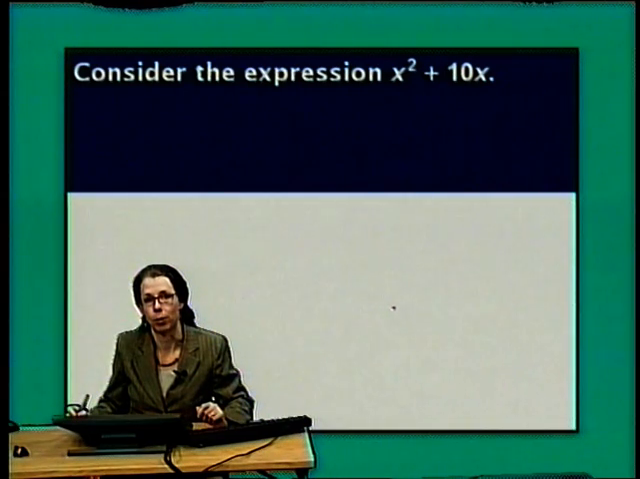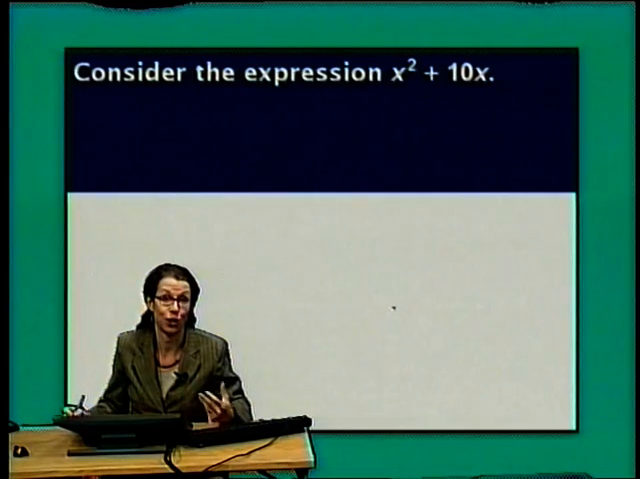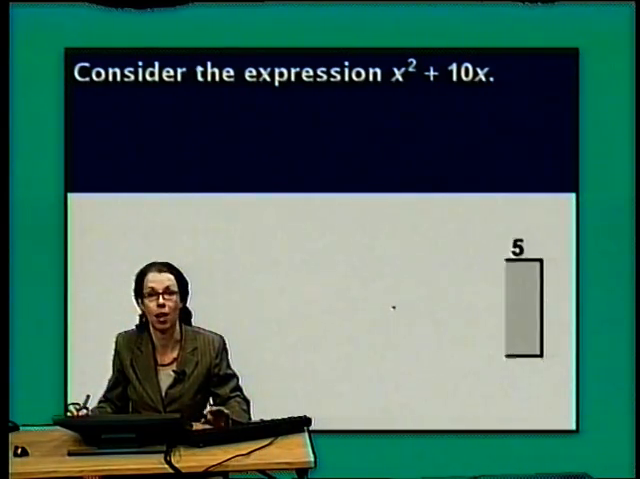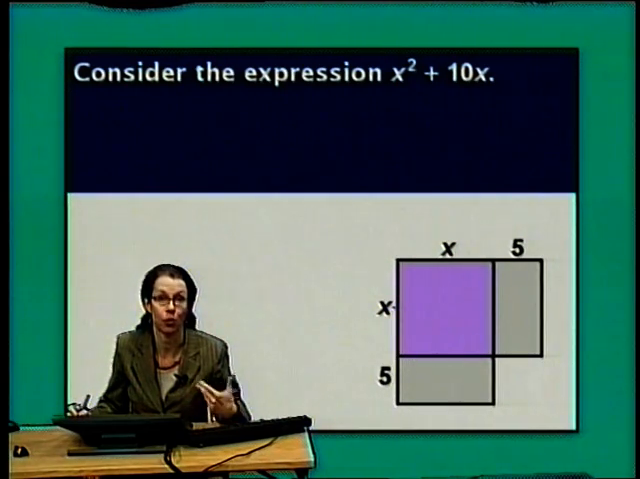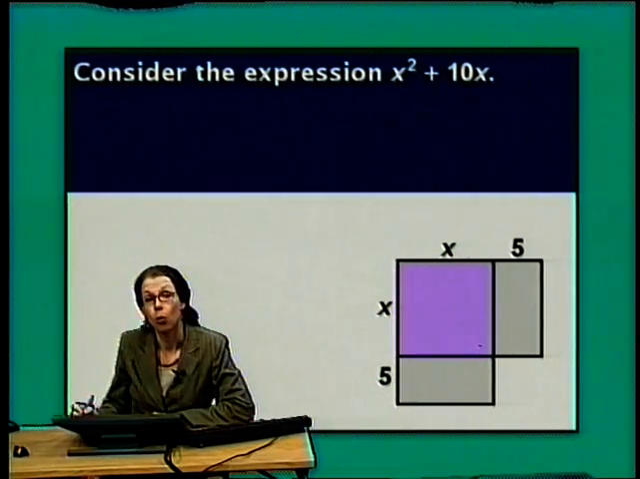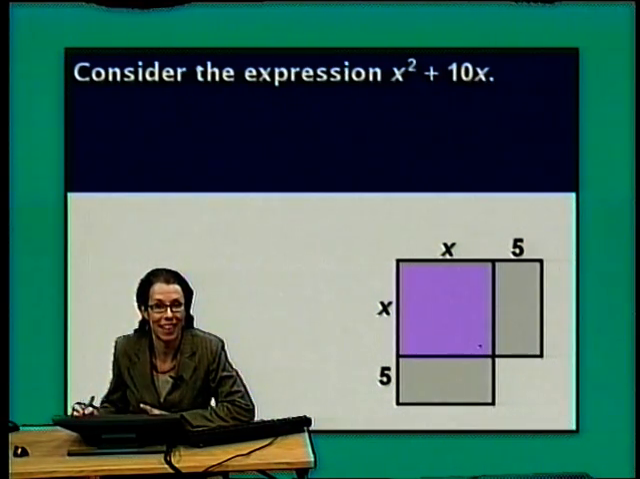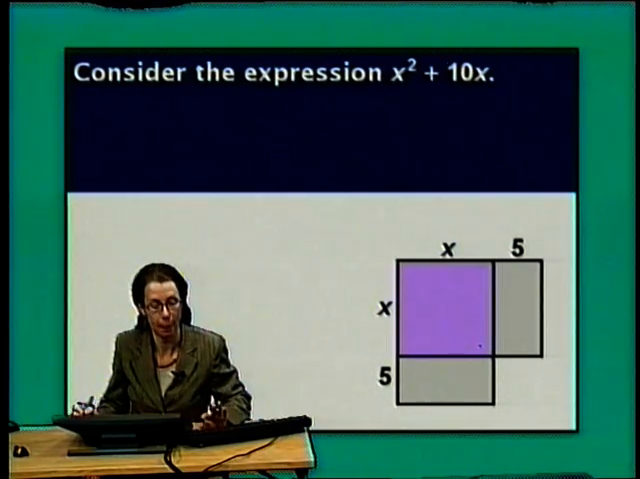One last example. Let's consider the expression x squared plus 10x. But let's consider it geometrically because that's what we've been doing in this part of the lesson. Here's a picture of x squared plus 10x. There's more than one way to draw this picture, but I chose to draw it the way we've been looking at these squares in this lesson. We have a purple square that has an area of x squared, and we have two rectangles. The area of each rectangle is 5x. We've got two of them. So here's a picture of x squared plus 10x.